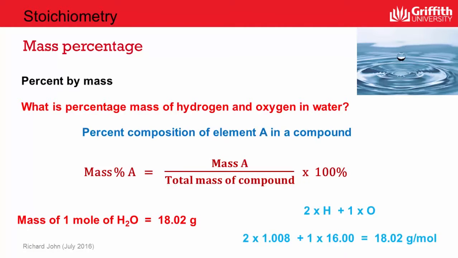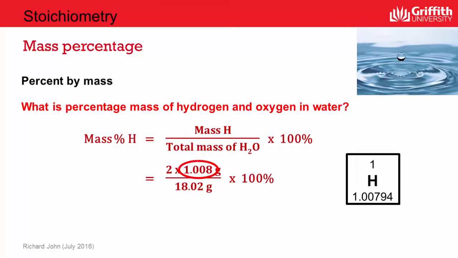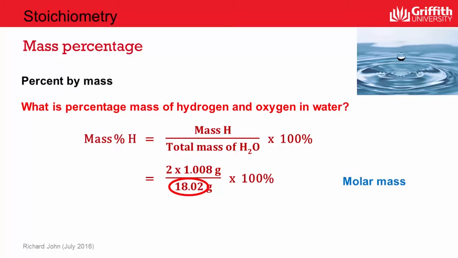So if we're talking about the compound water, we know that the mass of 1 mole of water is 18.02 grams, and we get that from the molar mass calculation: 2 times the molar mass of hydrogen plus 1 times the molar mass of oxygen. The contribution from hydrogen to this 18.02 figure is the 2 times the 1.008, so we can look just at the mass percentage of hydrogen and substitute it into this expression here. What we get is 2 times 1.008 grams over the 18.02 grams. Now this number here is coming directly from the periodic table, the molar mass of hydrogen expressed to 4 significant figures, and this number here is coming from the molar mass of the entire compound.